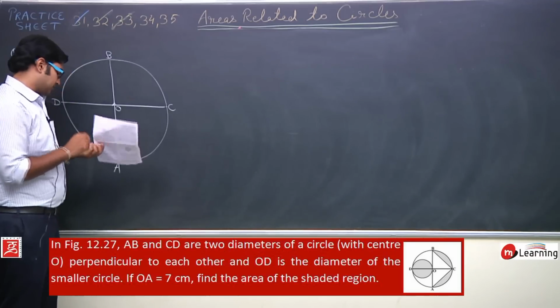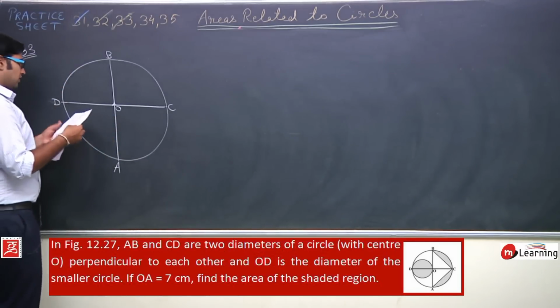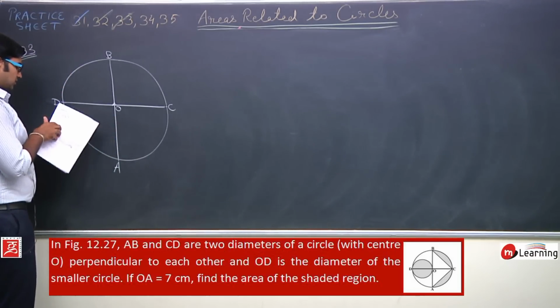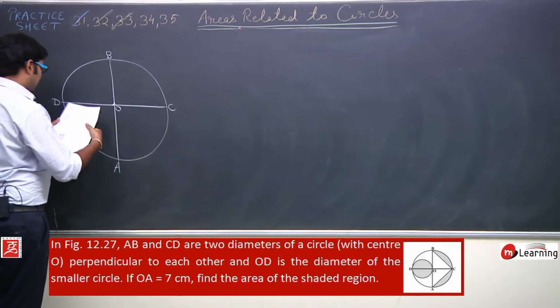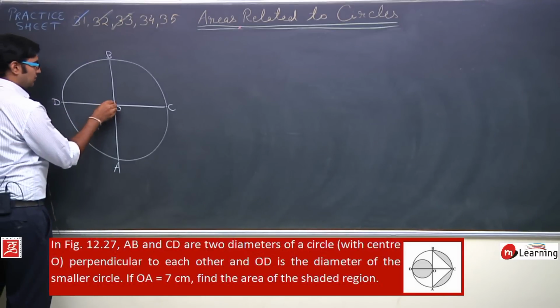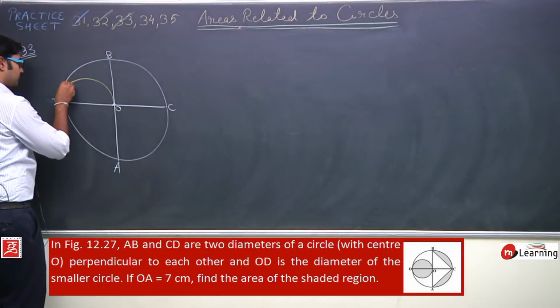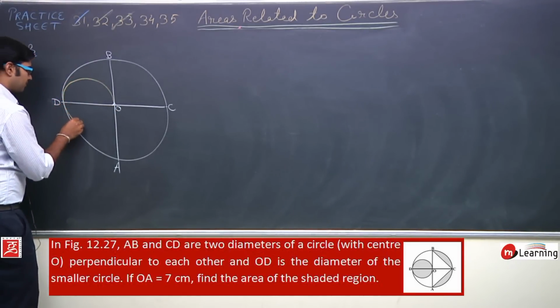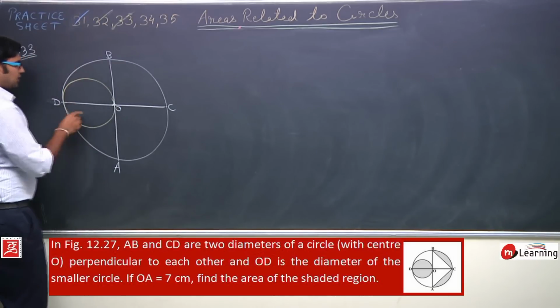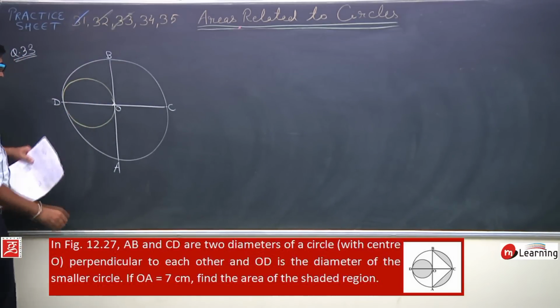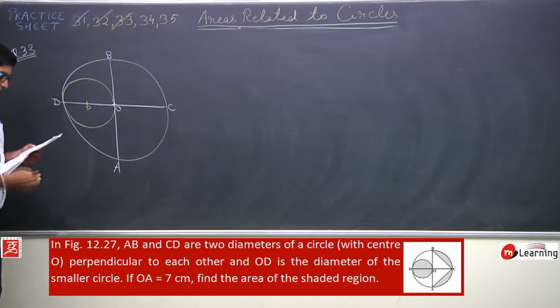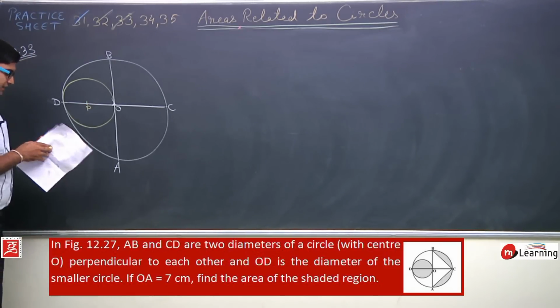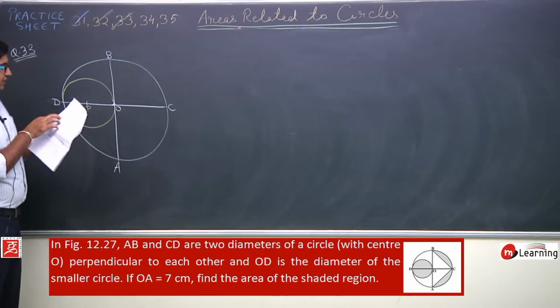Then we have drawn a circle with OD as the diameter. With OD as the diameter, I have drawn one more circle. This is the circle with OD as the diameter. Let us say the center of this circle is P. Okay, and it says determine the area of the shaded region.